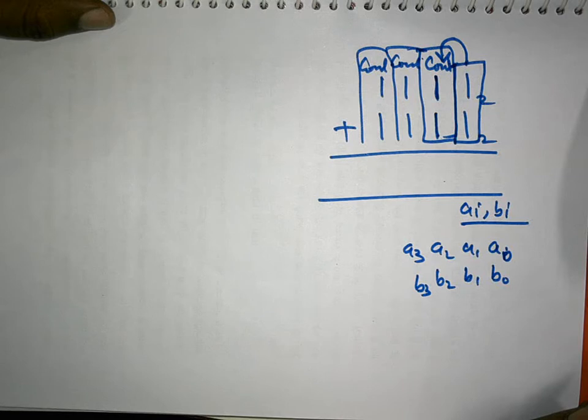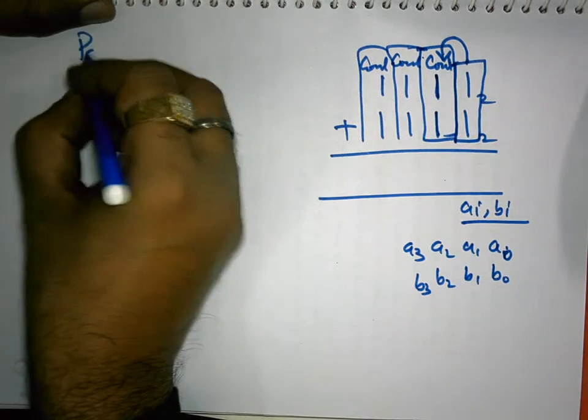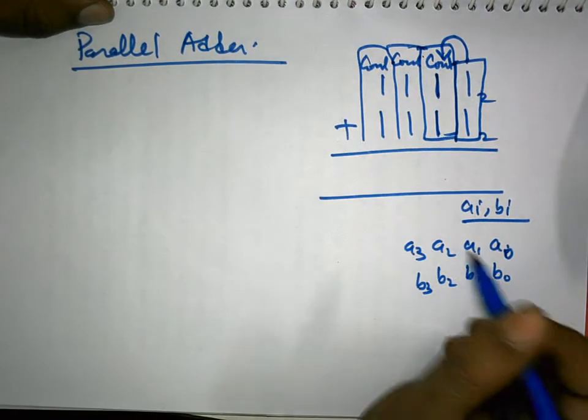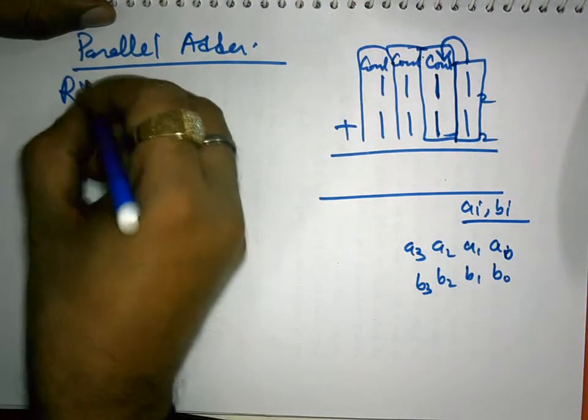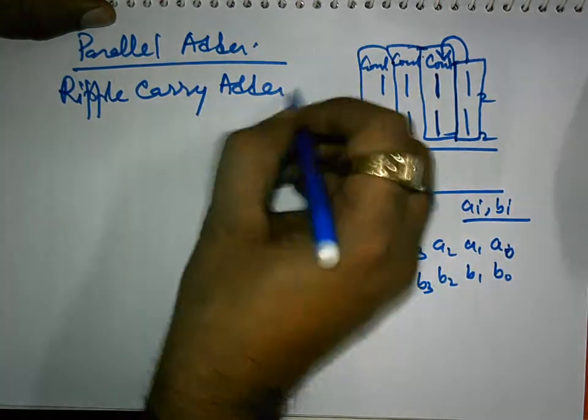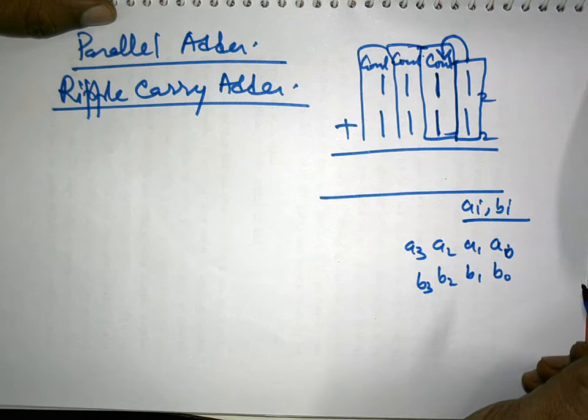then the circuit that you prefer is known as parallel adder. Sometimes this is also called ripple carry adder.